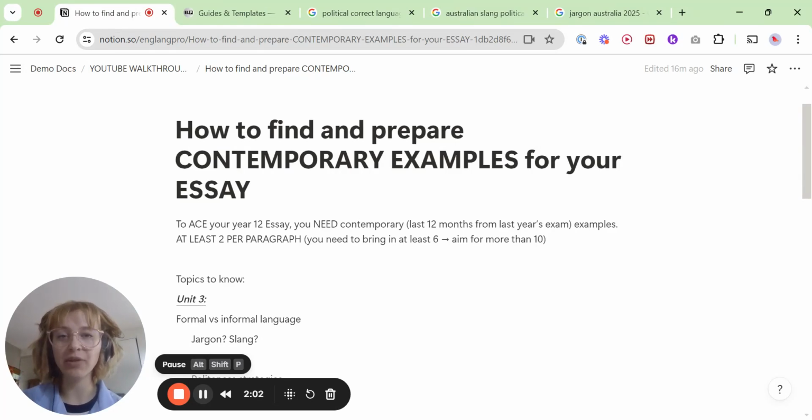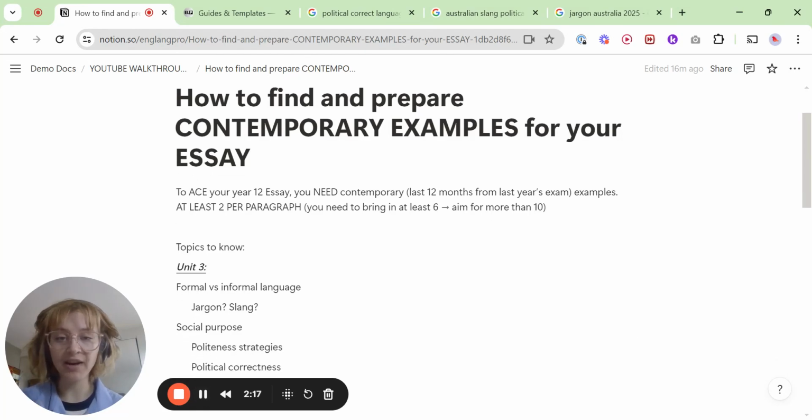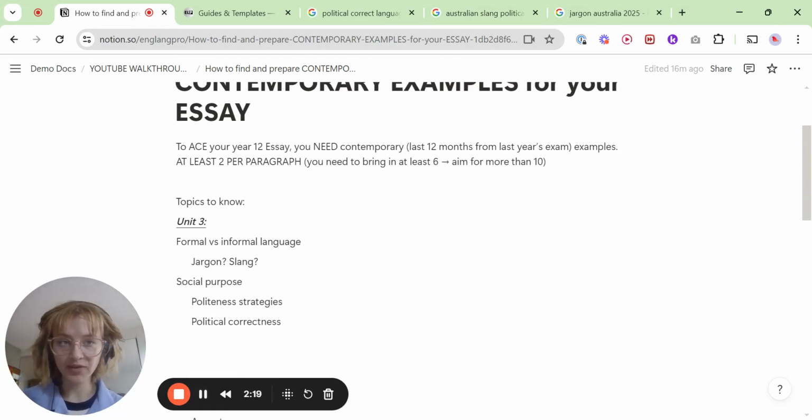We recommend you come in with at least 10 because you don't know what the topic is going to be when you sit down for your exam. So you need to make sure that you have enough examples to cover all your bases. So let's talk about those bases. So when I came into the exam, I probably had about 15 contemporary examples lined up, but with practice, you get to know what you're more likely to write in the essay.